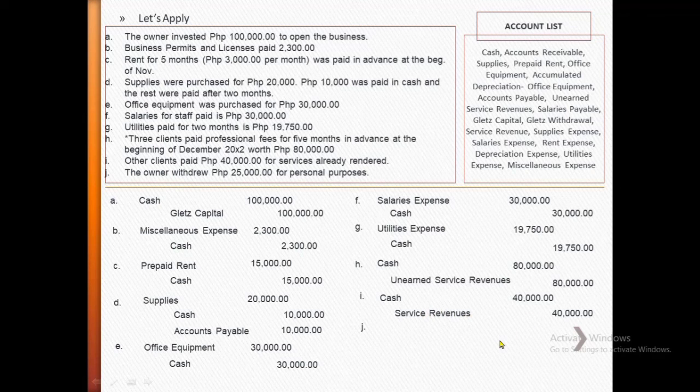And last but not the least, we have the last transaction. The owner withdrew 25,000 for personal purposes, so that's a credit to cash, and of course a debit to Glet's withdrawal. So that's it for this particular video.